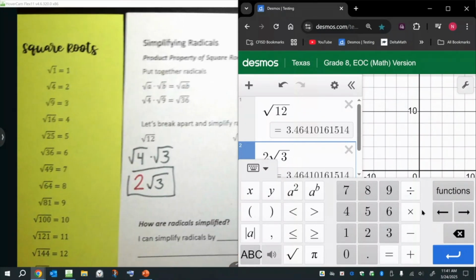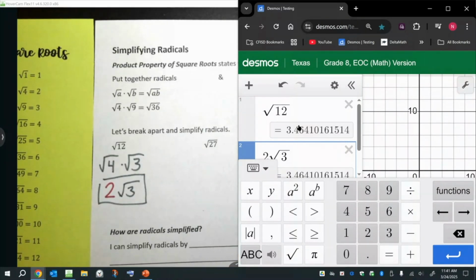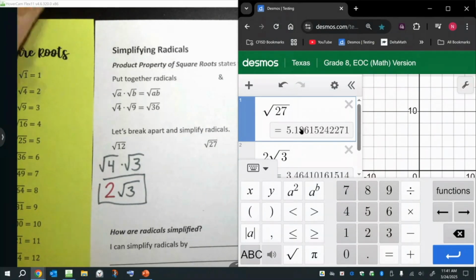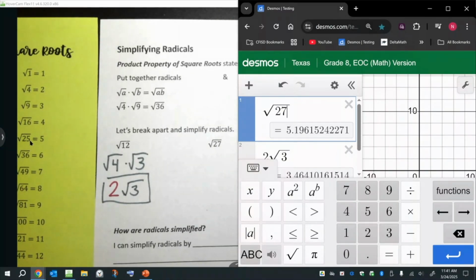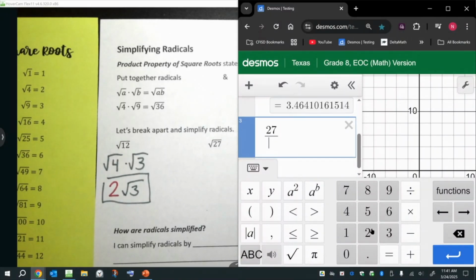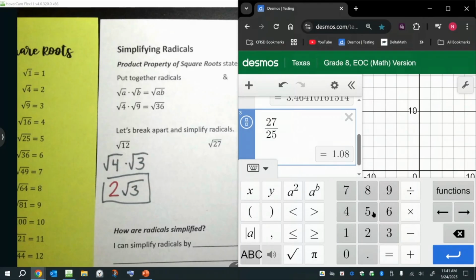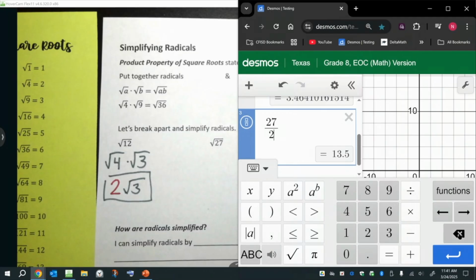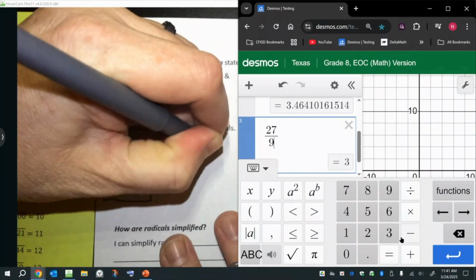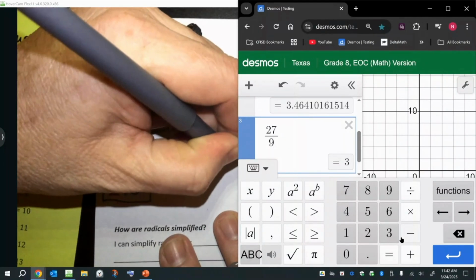All right, next problem we try is square root 27. Is that a perfect square? No, it's poopy. So we have to break it into factors. Start with 25. Is 27 divisible by 25? No. So let's try 16. No, that's poopy. Let's try 9. Hey, 9 works. So the square root of 9 times the square root of 3.